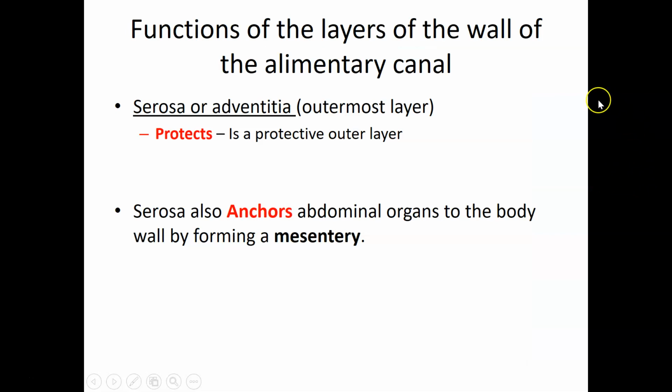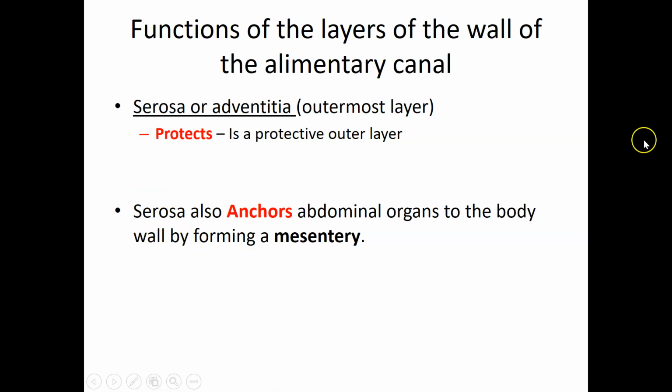The outermost layer is the serosa for segments in the abdomen, or the adventitia for the esophagus. And you can just think of this as a protective wrapping for the most part. So this is protecting the alimentary canal and kind of keeping it intact.